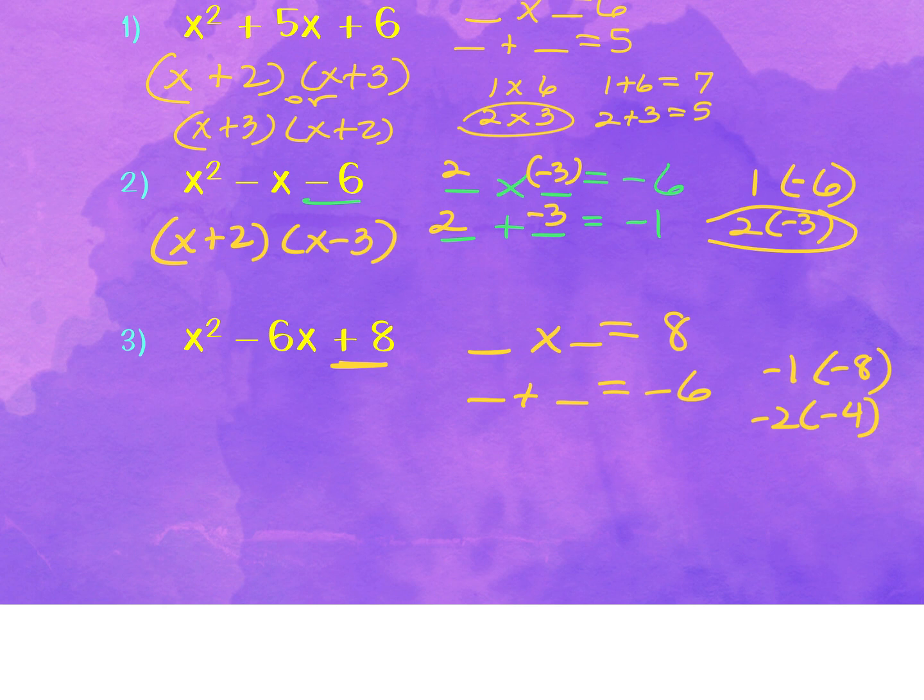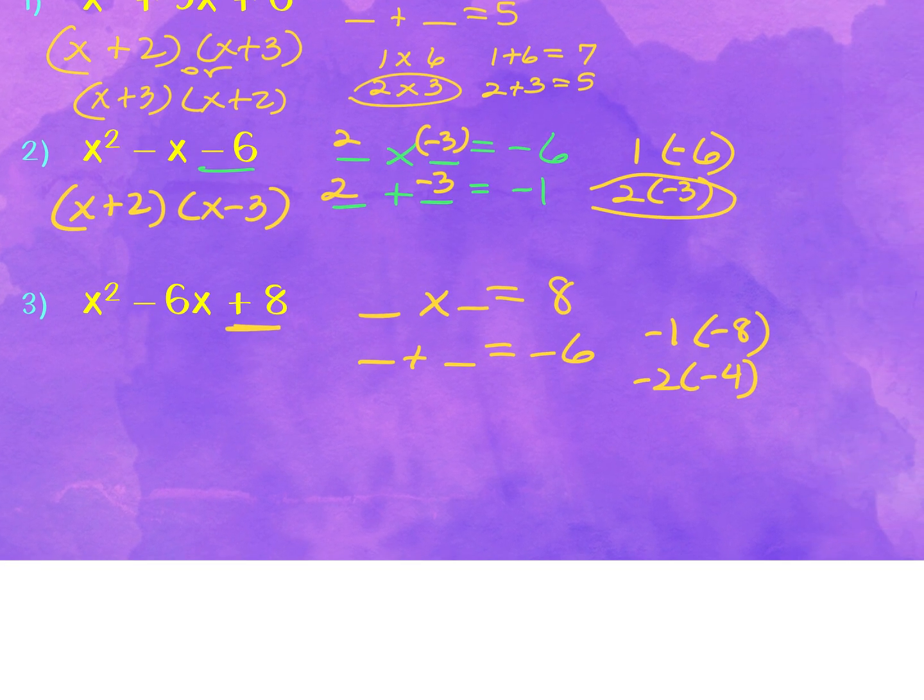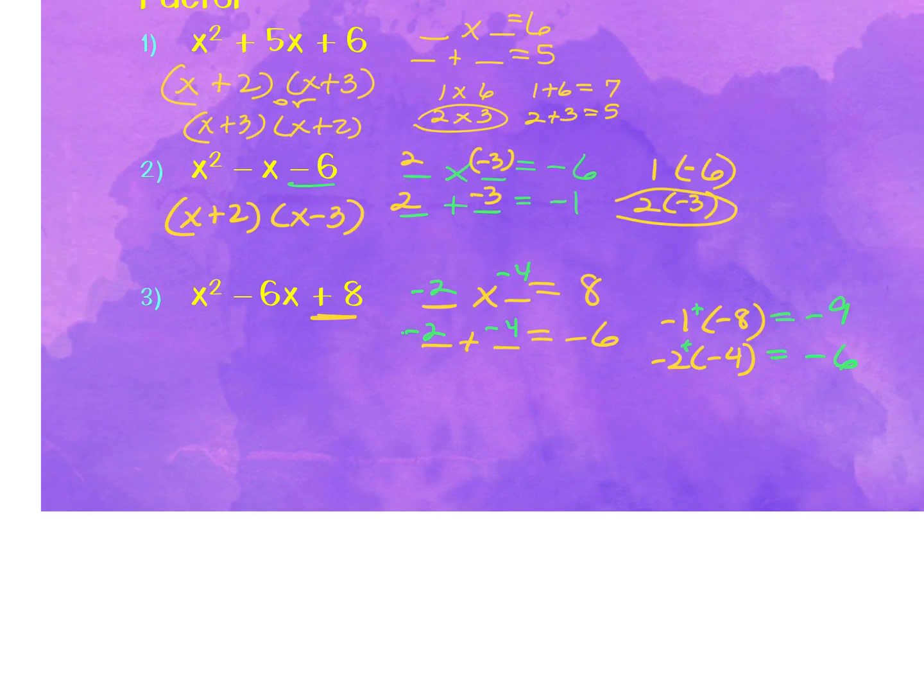Now when I go back and add them, if I put a little plus sign here, this gives me -9, this gives me -6, so the combination I need is -2 times -4, because -2 plus -4 gives me -6. So x minus 2, x minus 4. And again, the order that you write them doesn't matter.